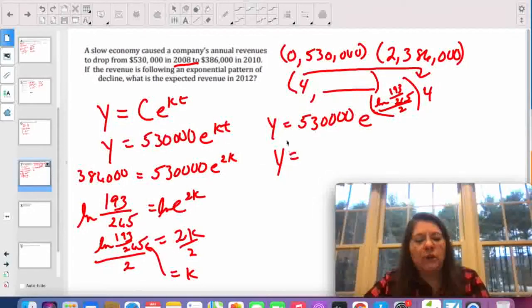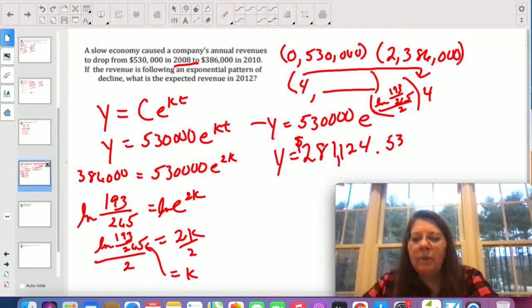And when I hit execute, I end up with, now, normally I would round to 3 decimal places with a problem like this, but since this is a money value problem, I'm going to round to dollars and cents. So that would be 0.53, rounding just to 2 decimal places. So I end up with $281,124.53 in the year 2012.